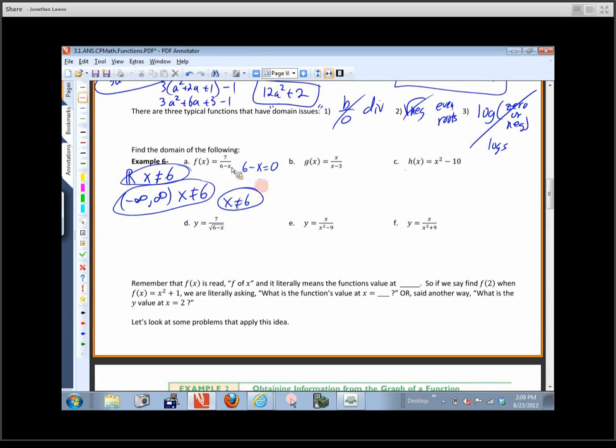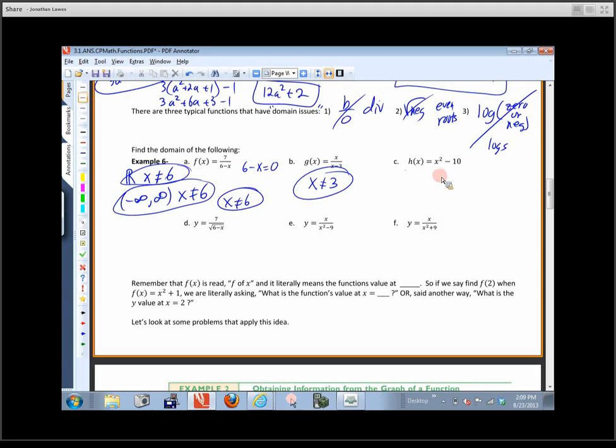Now, that's kind of the long way to do it. Can you look at this and tell me what we can't plug in? 3, right? Because if you plug in a 3, you get 3 minus 3. You'd have a 0 on the bottom. So this would be x not equal to 3.